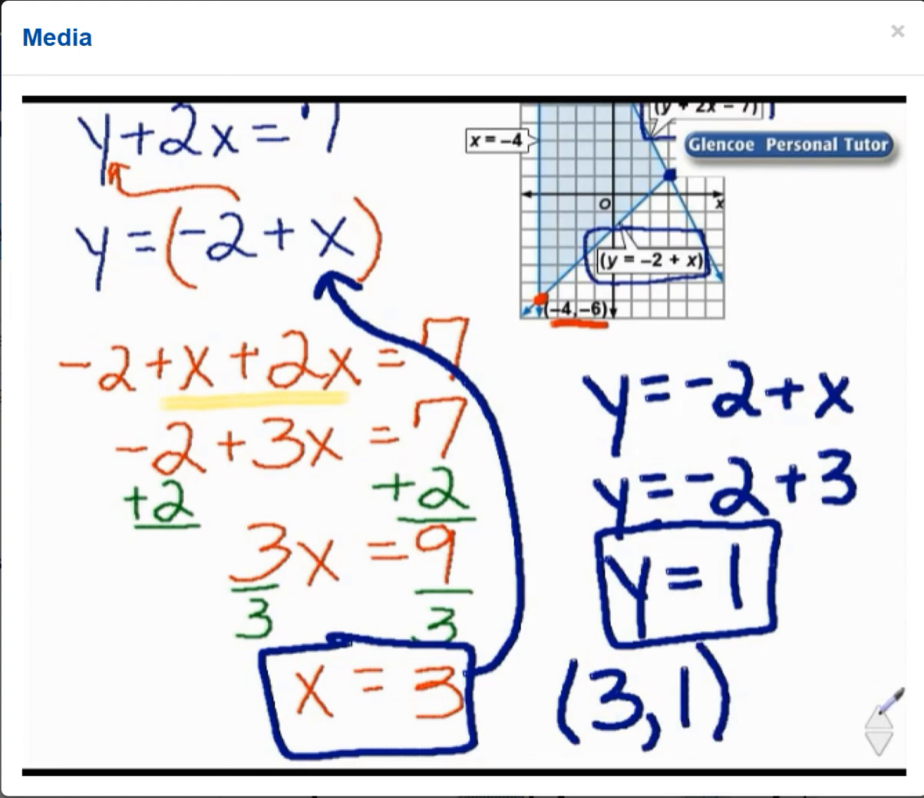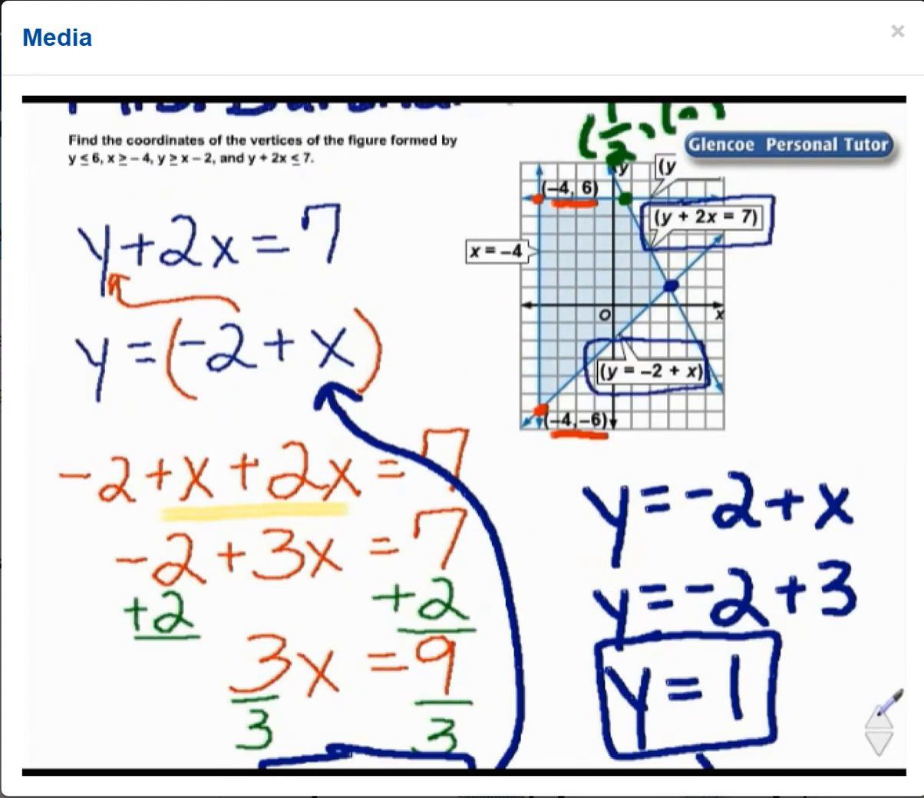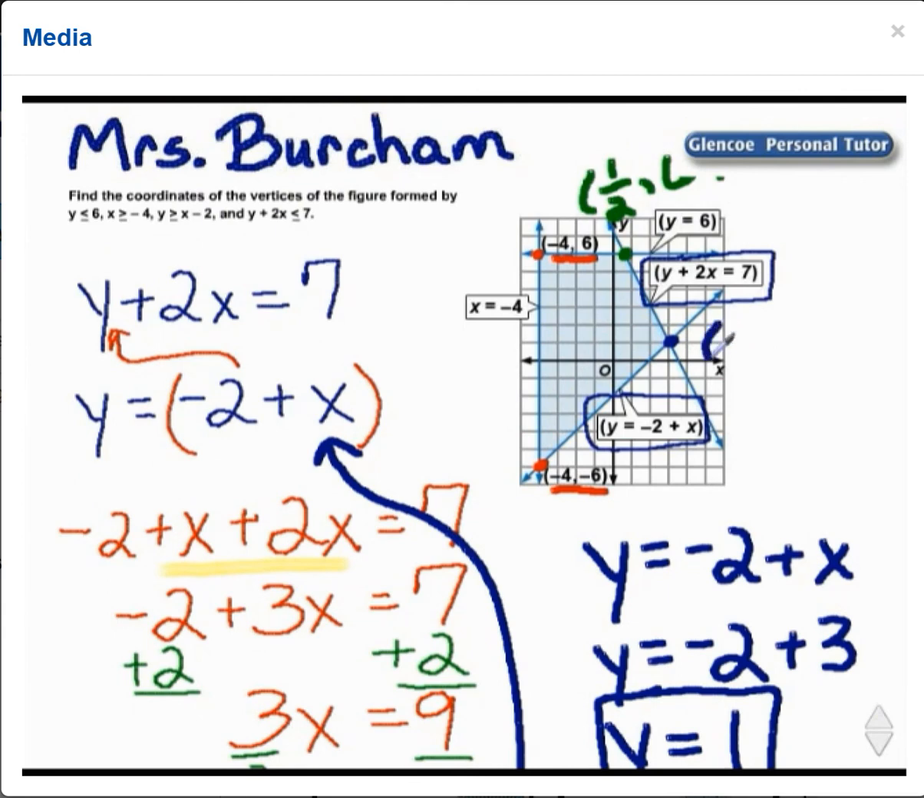So let's go back up here to our graph and mark 3, 1 for this last vertex here in blue. 3, 1. So the four vertices of our picture are -4, -6, -4, 6, 1/2, 6, and 3, 1.